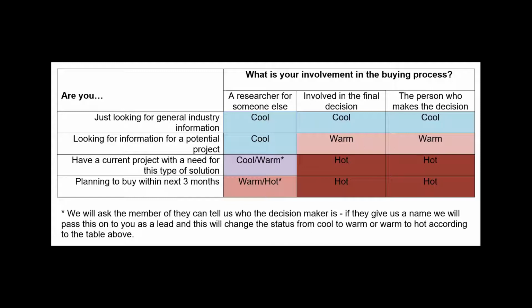So here's a table showing you how we break down leads as to cool, warm or hot. So for example, if somebody's just looking for general industry information and they're a researcher doing it for somebody else, they're classified as a cool lead. If however at the other end of the spectrum they're planning to buy within the next 3 months and they're the person who makes the decision, we classify them as a hot. So this table will give you a good understanding of how we classify leads.